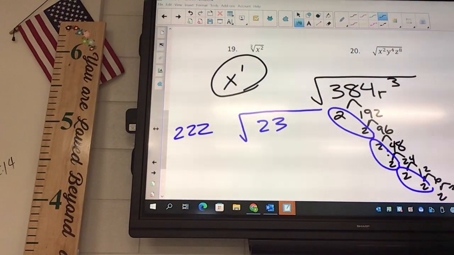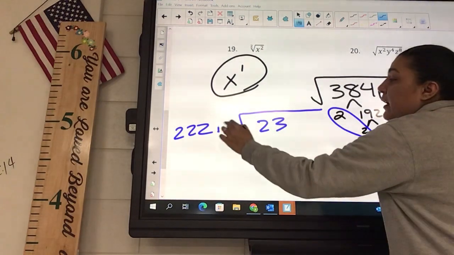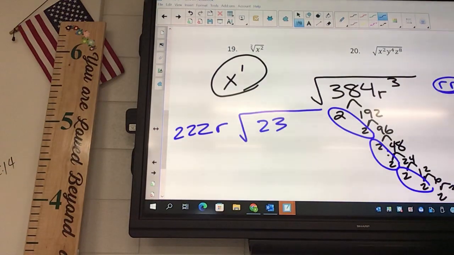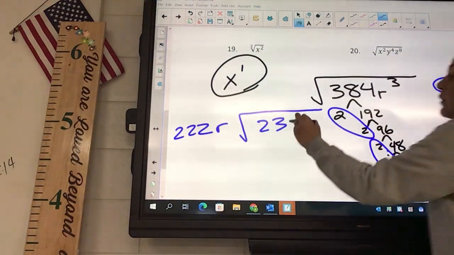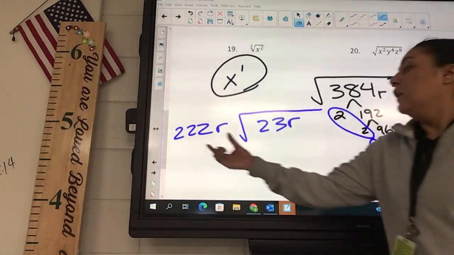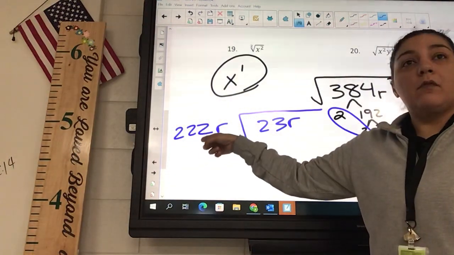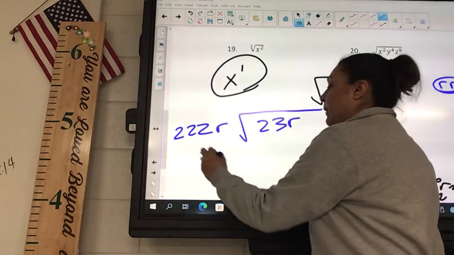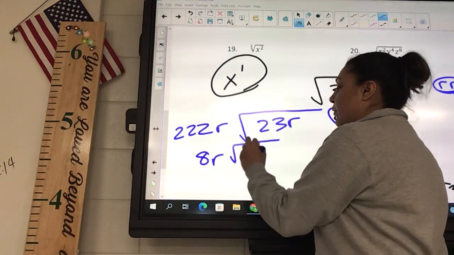Okay, and then how many R's do I have? 3. So I'm going to say 1, 2, 3 R's. How many of those groups can go? One group, so that goes on the outside. Who can't go? That's the leftover R, so it's going to go on the inside. And you'd say two times two times two, 8R square root of 6R.